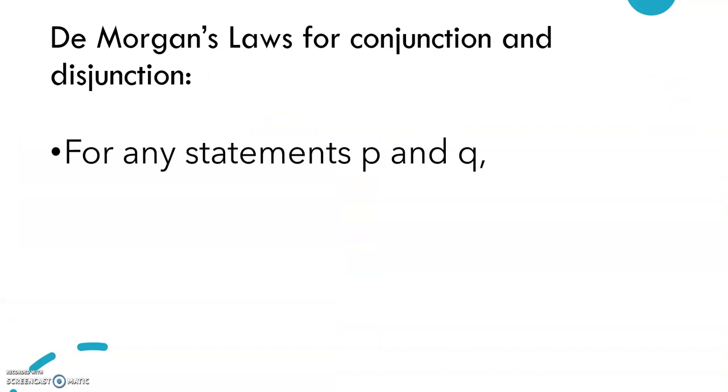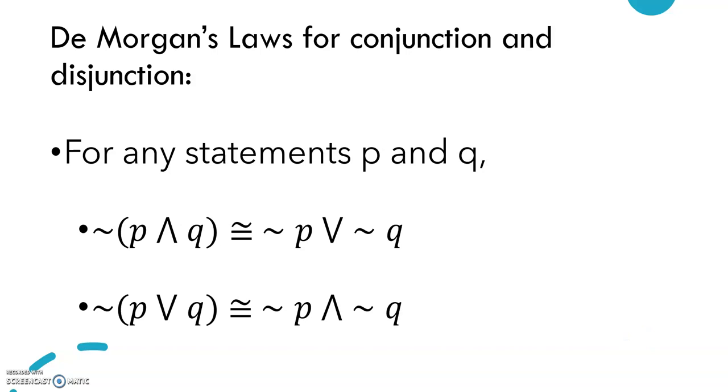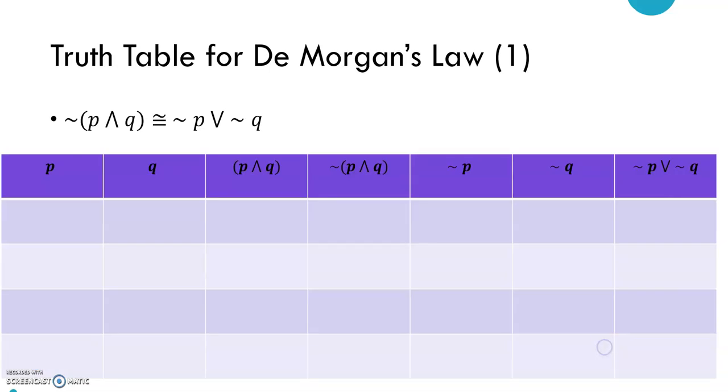De Morgan's laws for conjunction and disjunction. For any statements P and Q, not (P and Q) is equivalent to not P or not Q. Not (P or Q) is equivalent to not P and not Q. We're going to check our truth table for these laws.